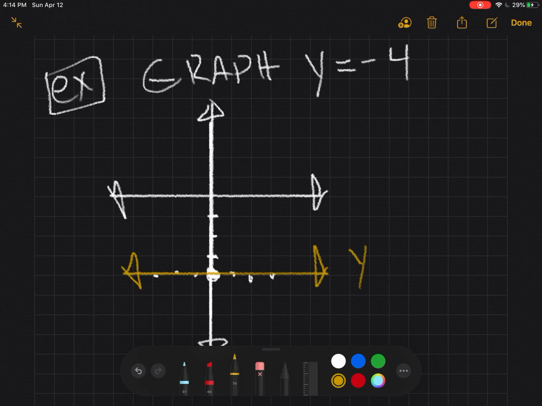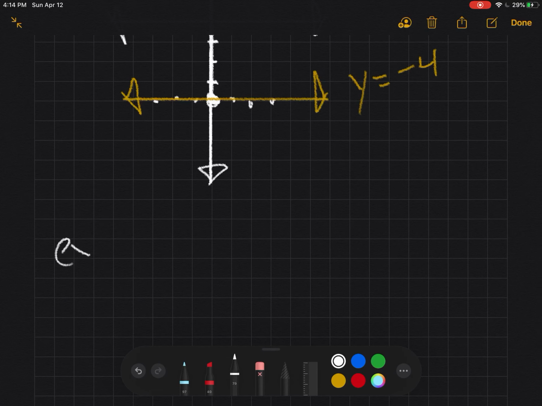And as is our habit lately, I'm just going to graph this line in yellow. Looks like I have yellow chalk. I miss chalk. Never thought I'd say it, but it's true.